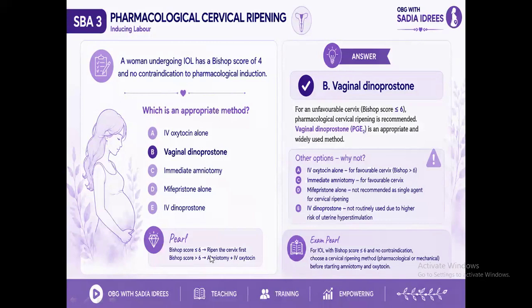First ask, is the cervix favorable or unfavorable? If the Bishop score is less than or equal to 6, it needs ripening. Then ask, can I use pharmacological ripening? If yes, dinoprostone is one appropriate option.